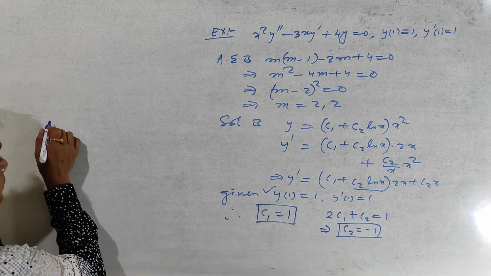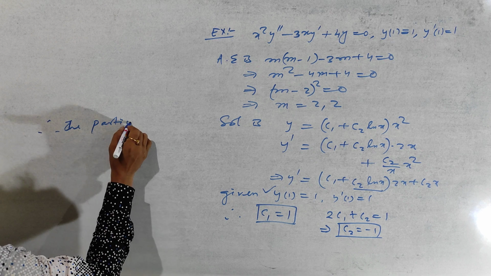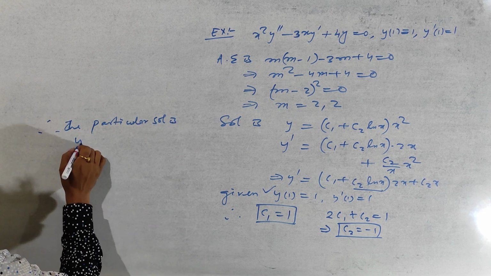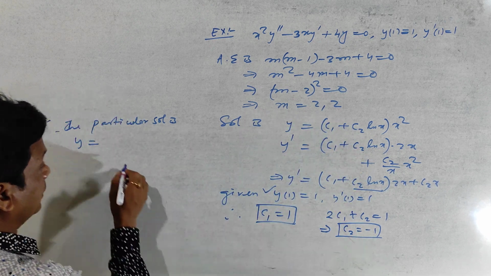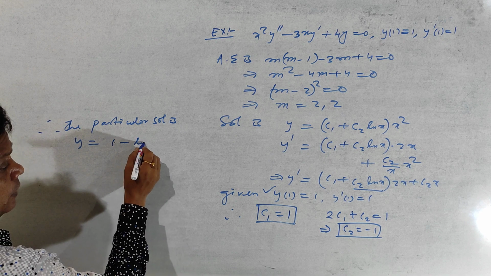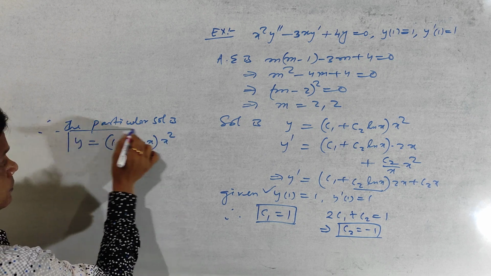So therefore, the particular solution is y = (put the value of c1 and c2) c1 is 1, so (1 − ln x) x². So this is the particular solution.